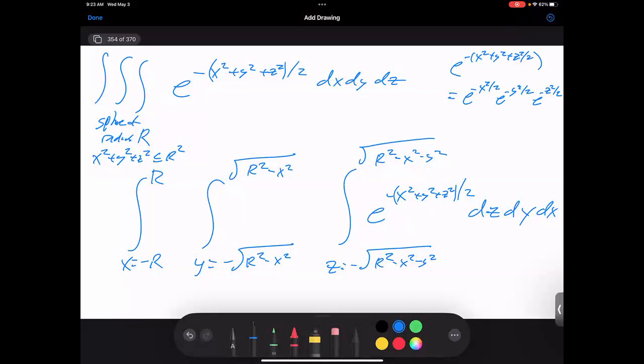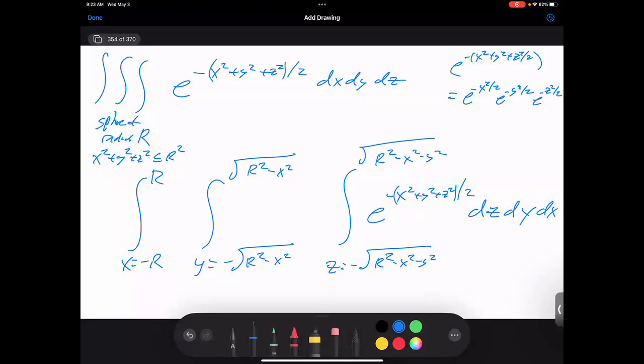Convert it to spherical coordinates, right? If I give you an integral over a sphere, what should be your go-to? Spherical coordinates. If I give you an integral over a cylinder, what should your go-to be? And if I give you an integral over a circle, your go-to should be polar coordinates. It should be the first thing you try.